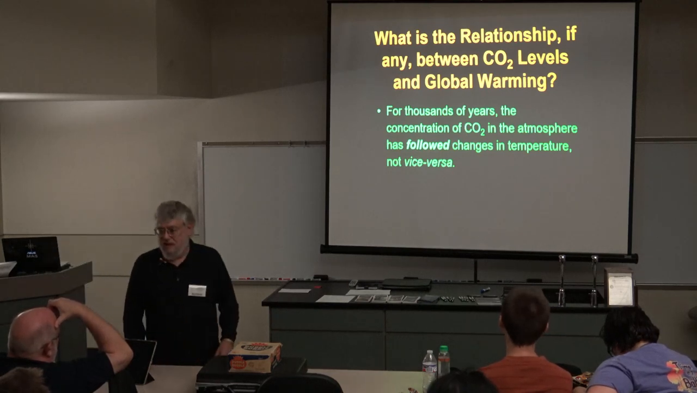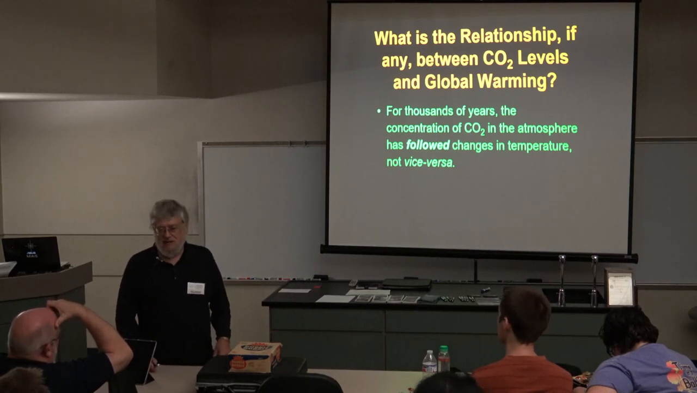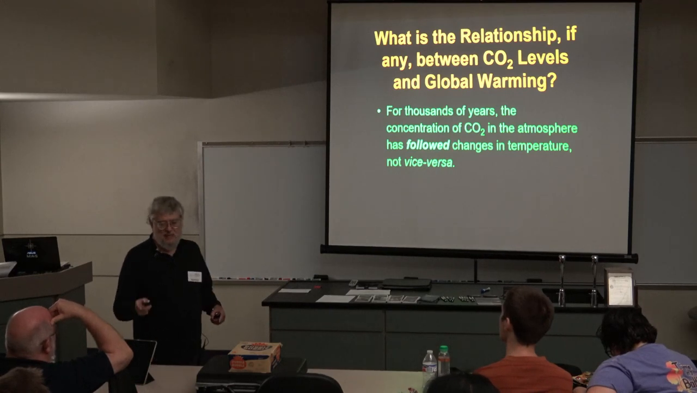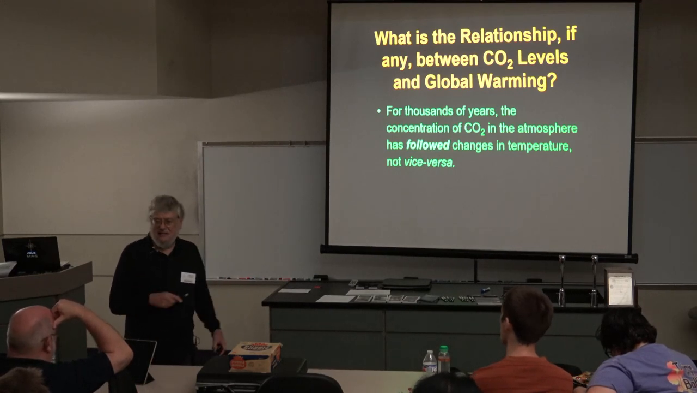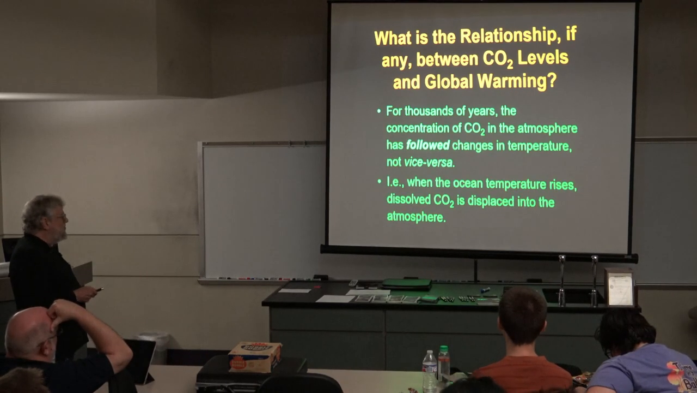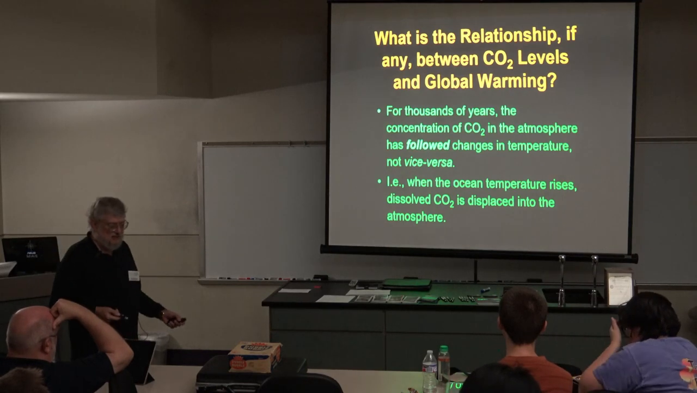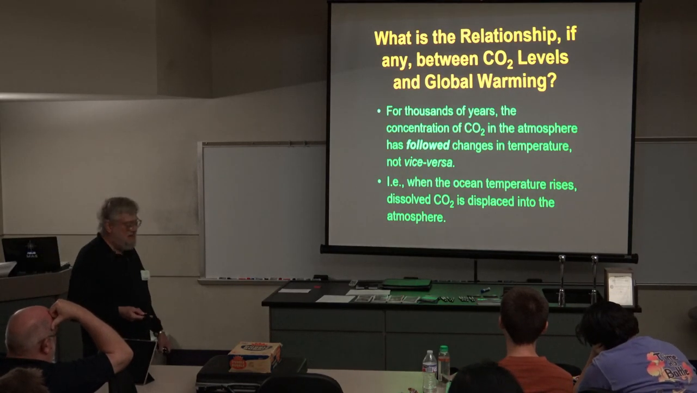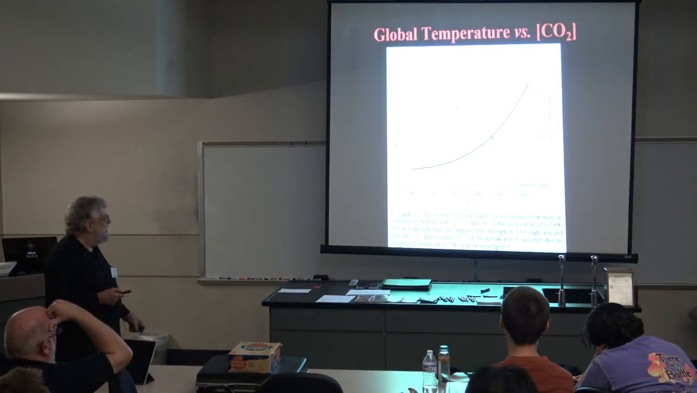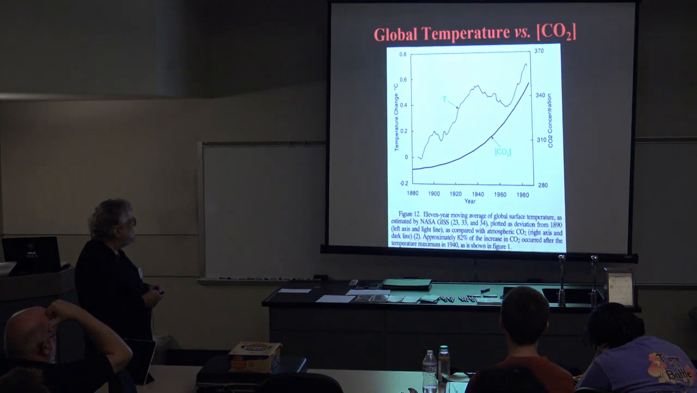And here's where the logic I was talking about, that Aristotle could have figured out a couple of thousand years ago: if A happens and then B happens, B isn't causing A. It's got to be the other way around if they're related at all. So when the ocean temperature rises, it expels some of the dissolved carbon dioxide from the water into the air.